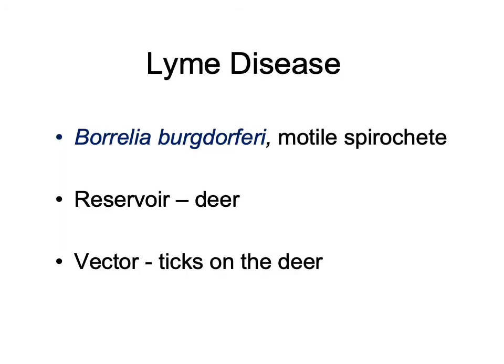Lyme disease is an infection that can occur from Borrelia burgdorferi. It is a motile spirochete. The reservoir is the deer, and the vector are ticks that can suck the blood from the deer. And then when they burrow their heads into your skin, when you're out camping or hiking, their little heads are covered in bacteria. This bacteria can access your bloodstream and circulate throughout your body, causing a potential for Lyme disease.